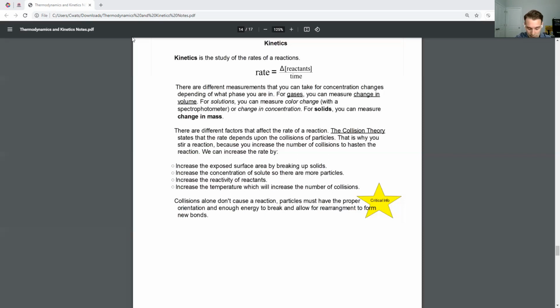You can increase the reactivity of the reactants. You can increase the temperature, which will increase the number of collisions. They'll be moving faster, and therefore they will collide more.